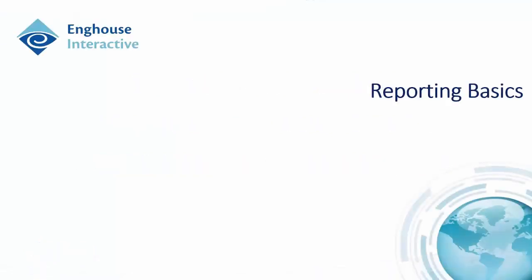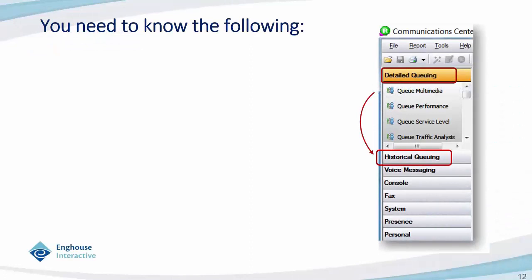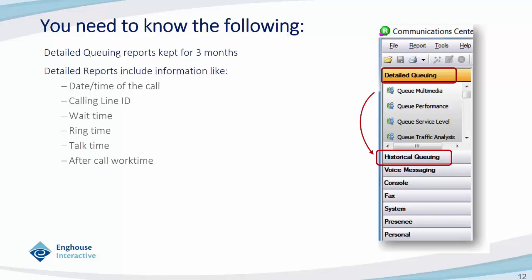Let's first start with the reporting basics. Things you need to know before we even get started. Detailed queuing reports are kept for 3 months. Well, what does that mean? It gives the details: calling line ID, wait time, ring time, whereas the historical, which is what it becomes after that 3 months, and by the way, that 3 months is by default. It can be changed, and we'll take a look at that in a second.